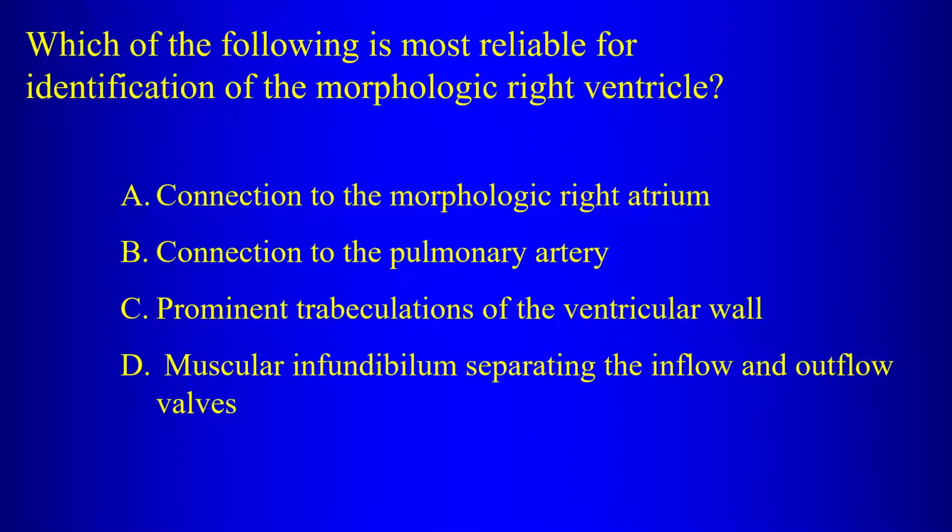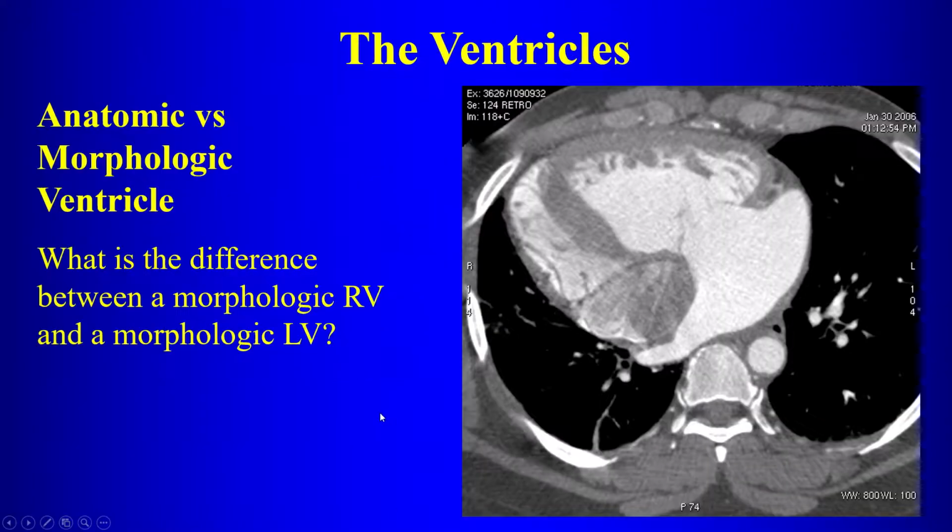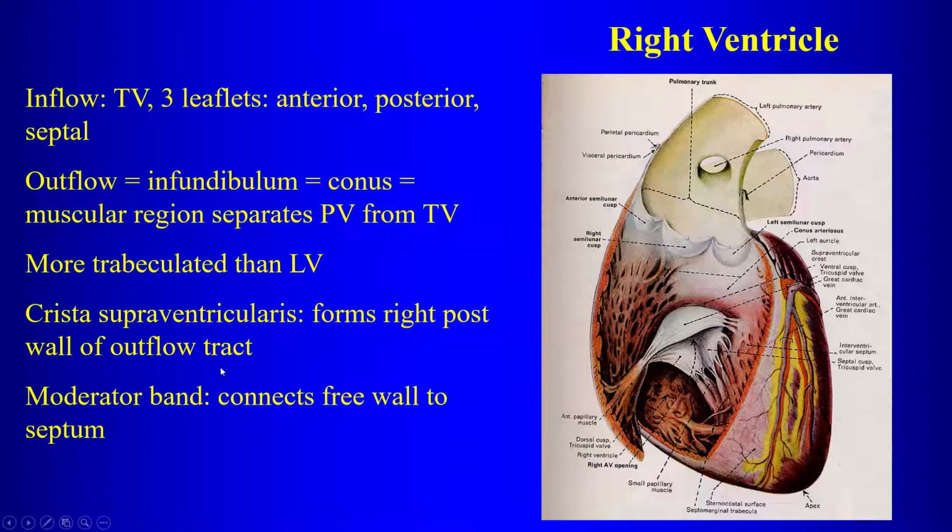So the best way to identify the morphologic right ventricle is the muscular infundibulum that separates the inflow from the outflow valve. So we need to discuss the anatomic differences between a morphologic right ventricle and a morphologic left ventricle. In the morphologic right ventricle, the inflow valve is a 3-leaflet valve, a tricuspid valve. But the key difference that we can identify in imaging is the outflow, or the infundibulum here, the outflow tract of the right ventricle.